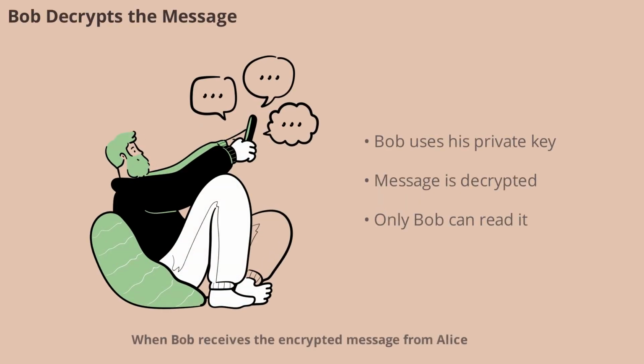When Bob receives the encrypted message from Alice, he uses his private key to decrypt it. Only his private key can unlock the message, so Bob is the only person who can read what Alice sent. In this example, Bob decrypts the message and sees hello. The private key never leaves Bob's device, ensuring that only he has access to the original message.